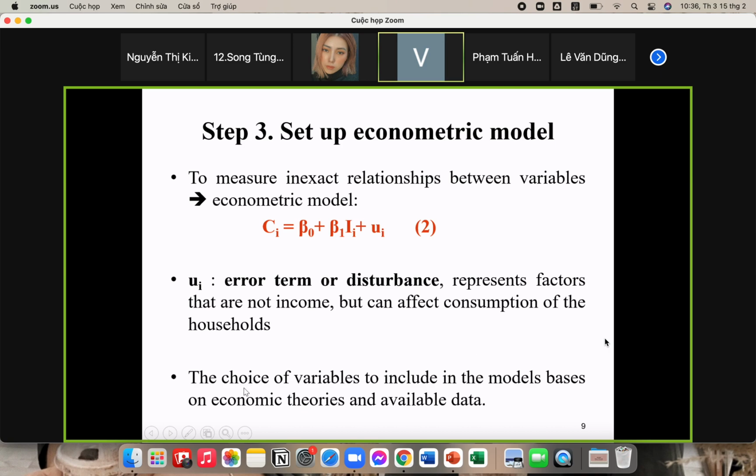So here I said to you here in the story, the choice of variable to include in the model is based on economic theories and available data.